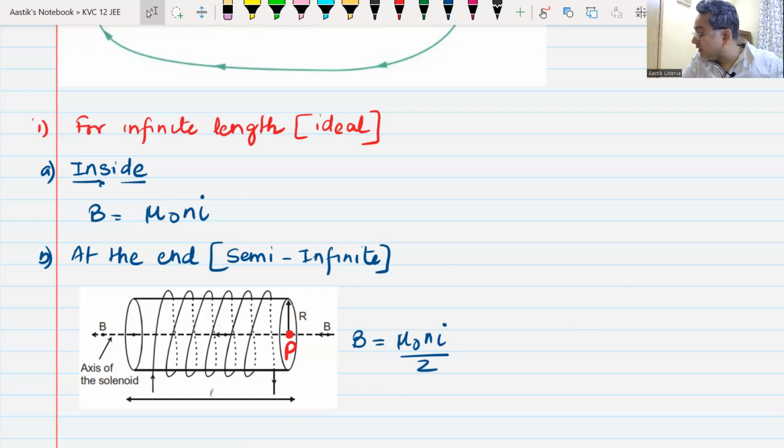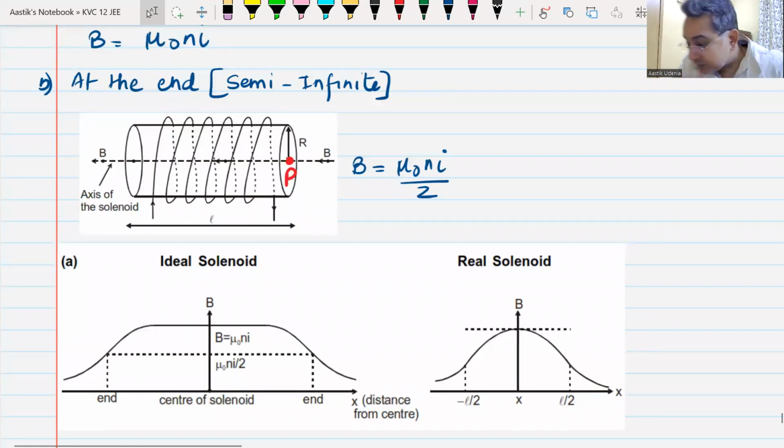Then there is this small thing. I don't think it can come, but you never know what can come in JEE. Ideal solenoid, magnetic field remains constant anywhere inside: mu naught N I. At the end, it becomes mu naught N I by 2. For a real solenoid, the diagram is like this.